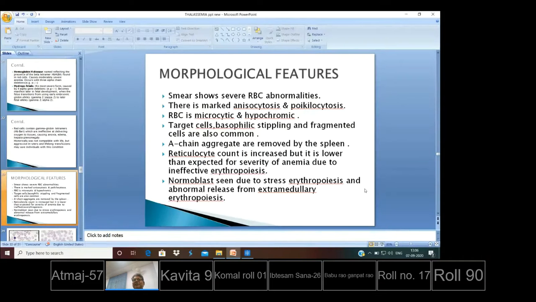Morphological features in thalassemia, usually in beta thalassemia. A smear shows severe RBC abnormality. There is marked anisocytosis and poikilocytosis. RBC is microcytic hypochromic. Target cells, basophilic stippling and fragmented cells are also common. Alpha chain aggregates are removed by the spleen. Reticulocyte count is increased but is lower than expected for the severity of anemia due to ineffective erythropoiesis. Normoblasts are seen due to stress erythropoiesis and abnormal release from extramedullary erythropoiesis.